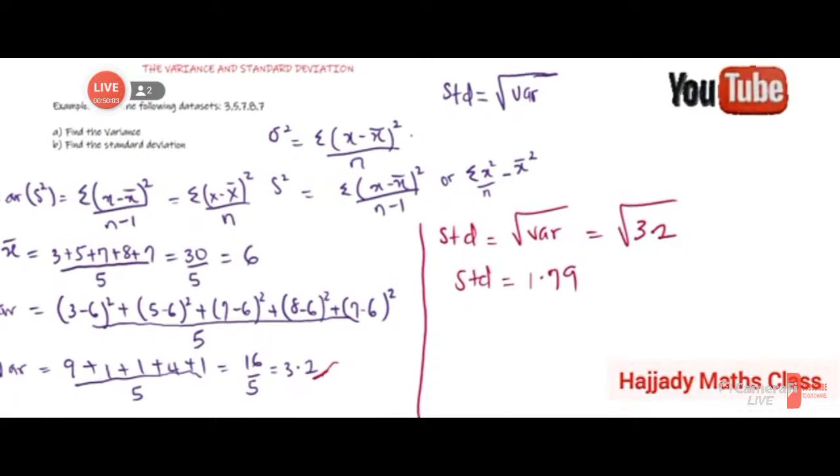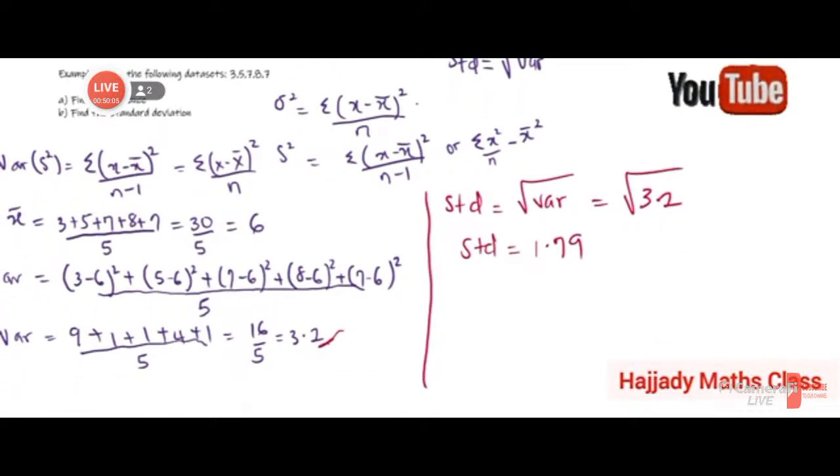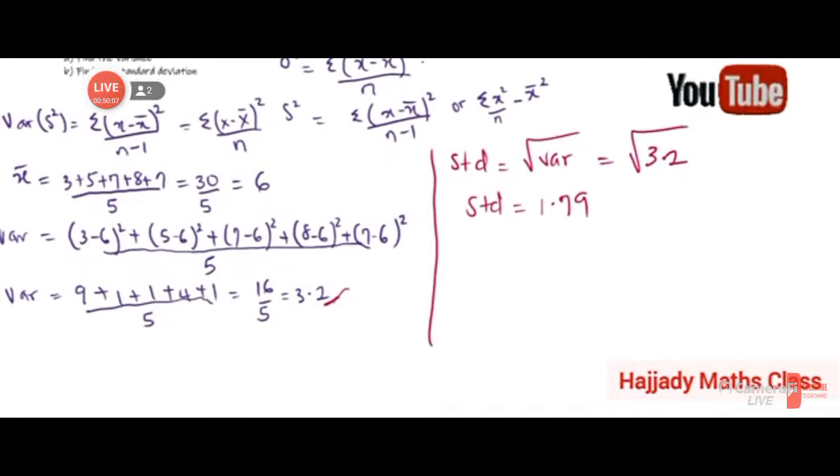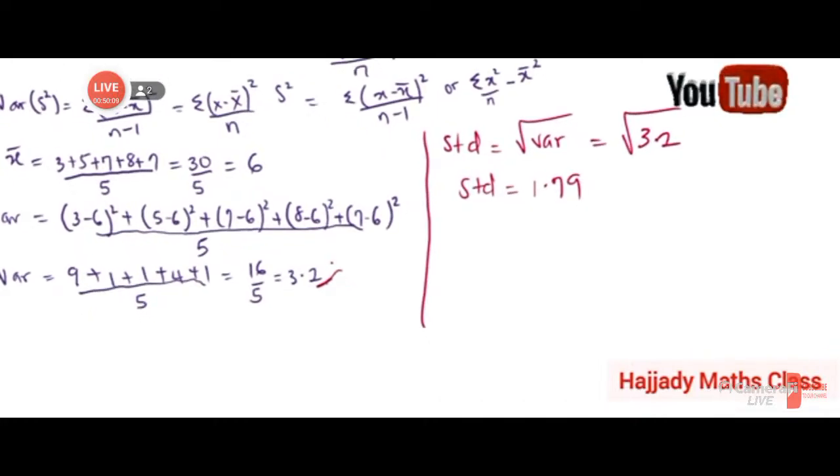Using the second method, which has been given to us here to calculate, we are going to make use of this second formula to calculate our variance. So here we have our variance equals summation x squared over n minus x bar squared. So we want to check if we are going to get the same answer for this. Here we need to know our summation x squared first.